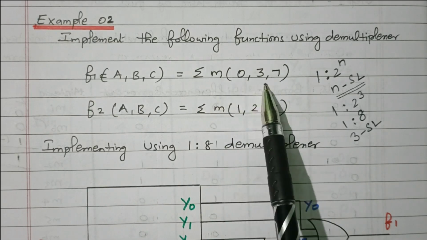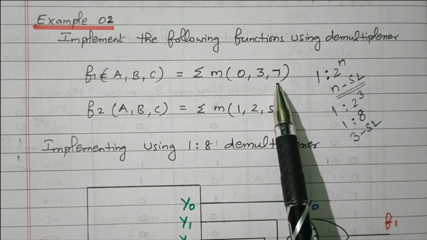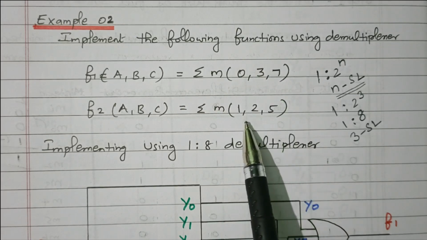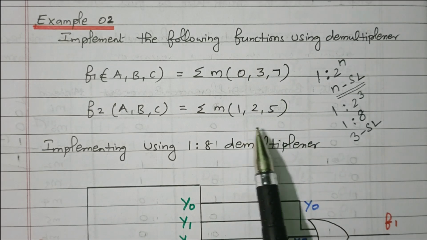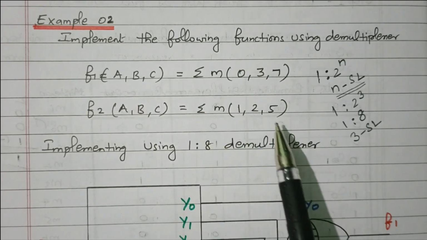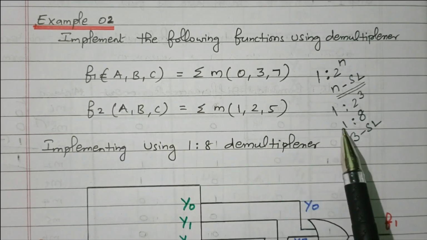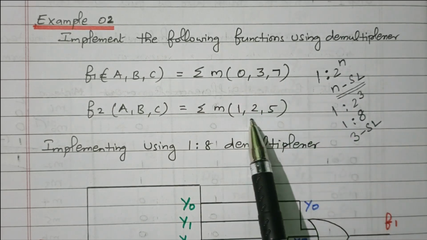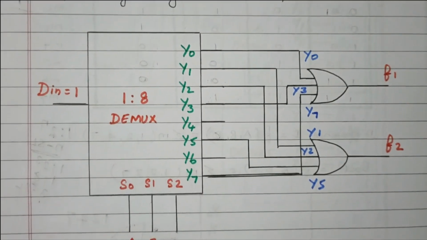This is a sum of min terms. So 0, 3, 7 should be connected to one OR gate, so that this OR gate will add these 3 min terms. Similarly, we need one more OR gate to connect 1, 2 and 5. Now we'll see the logic diagram. So we have the logical expression. Based on that, we decided a 1 to 8 demultiplexer is needed with 3 selection lines, A, B, C. The input is logic 1, and 8 different outputs are available. We need to connect the corresponding outputs. Now we'll go to the logic diagram.